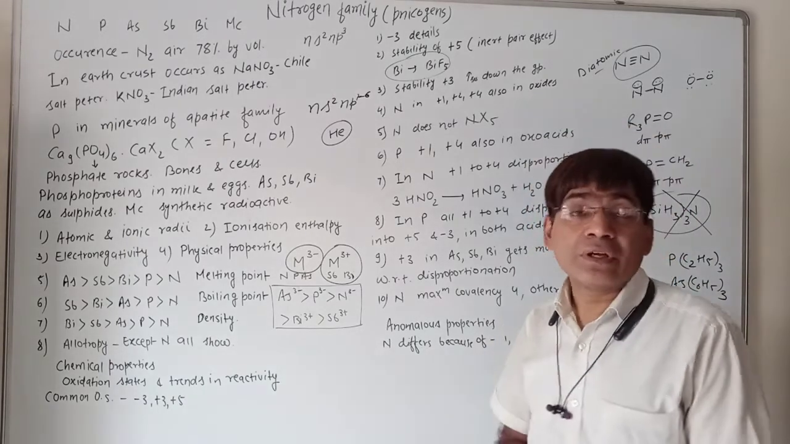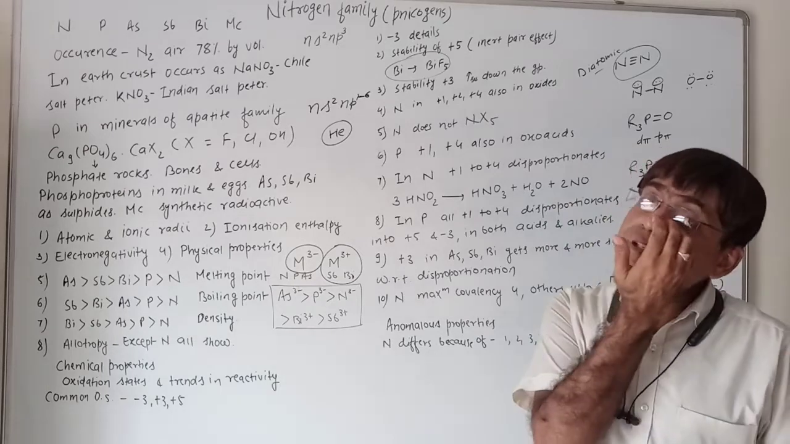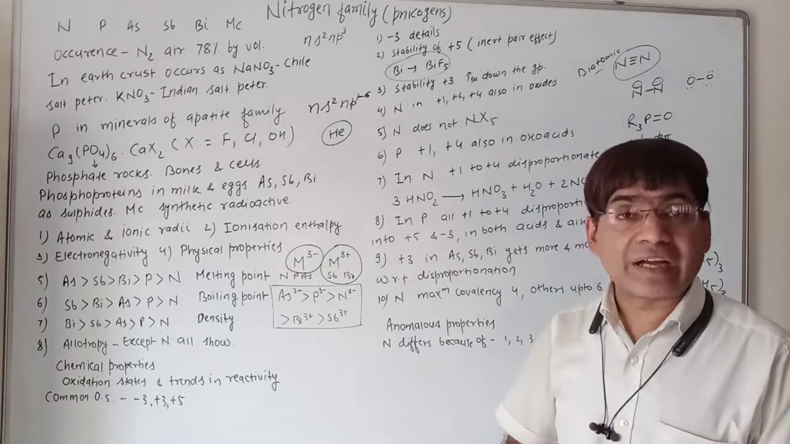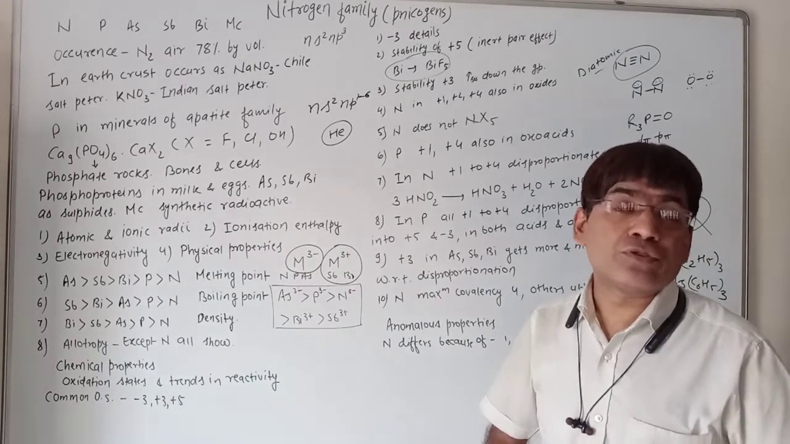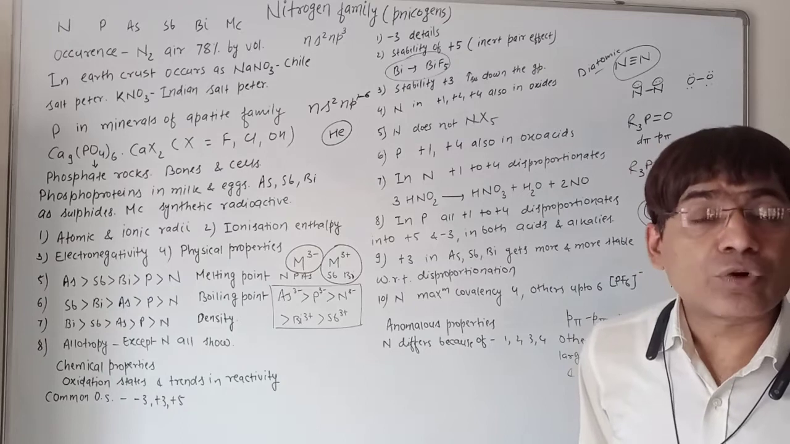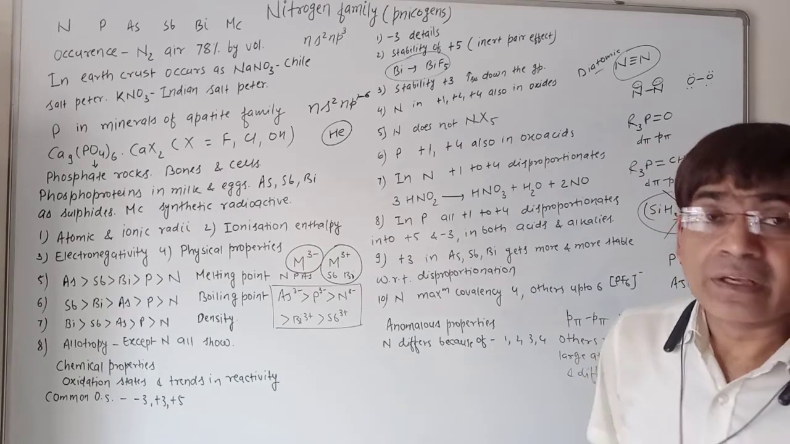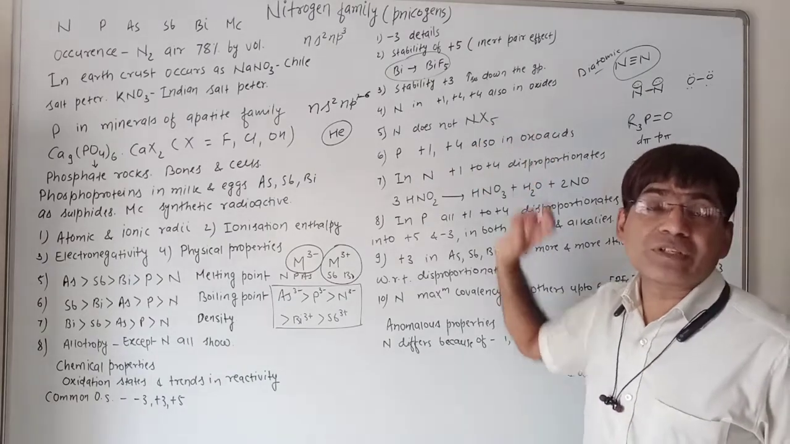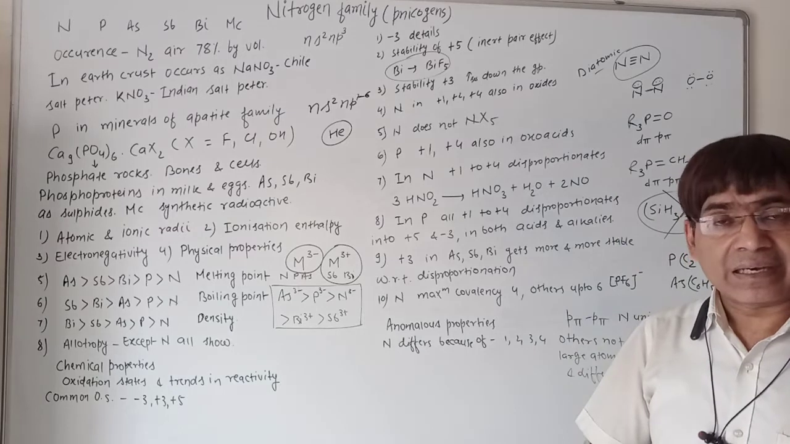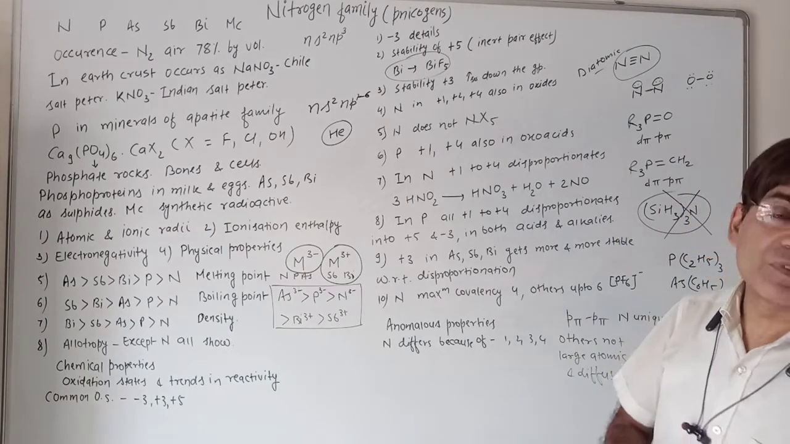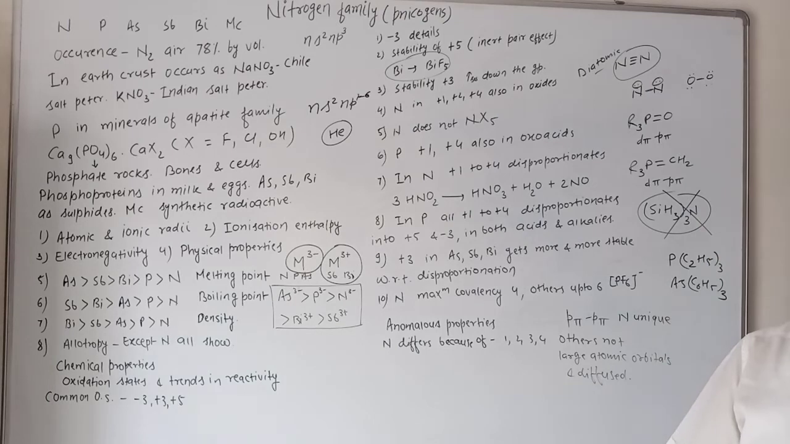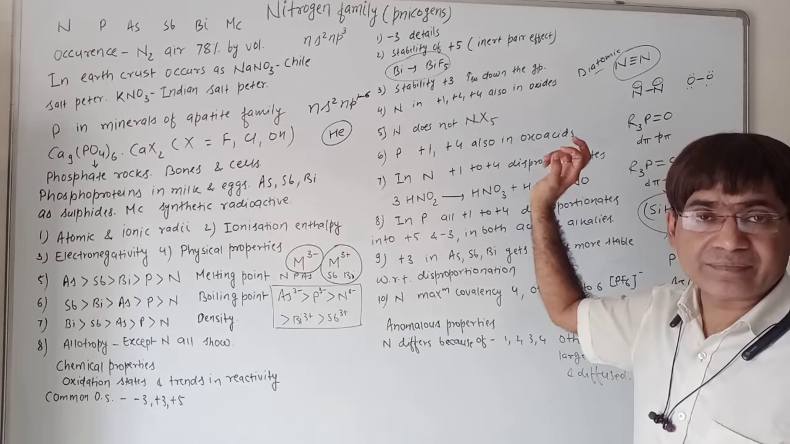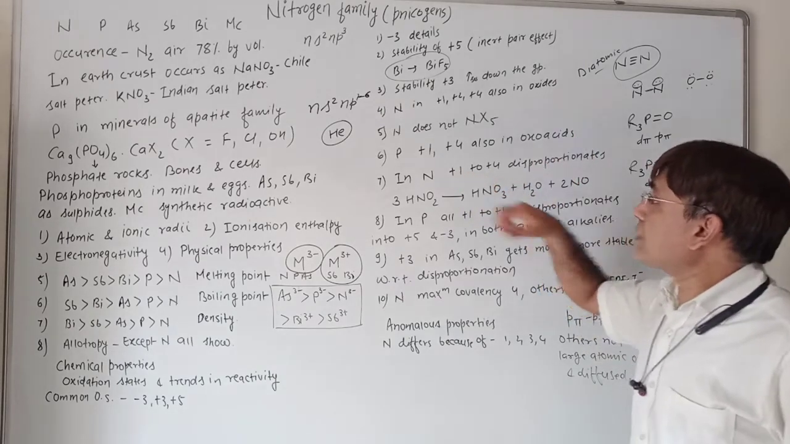And the reason for that is, in a pentahalide, nitrogen has to show pentavalency, and to show pentavalency it should contain 5 unpaired electrons. But the maximum covalency of nitrogen is 4, so it cannot form a pentavalent compound. It is due to the non-availability of d orbitals that nitrogen cannot form pentahalides. Clear?